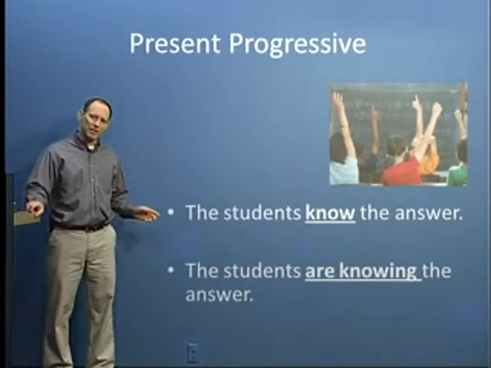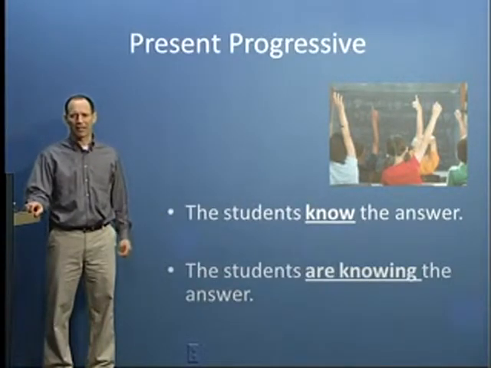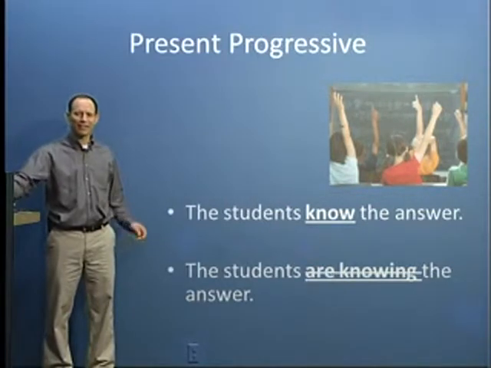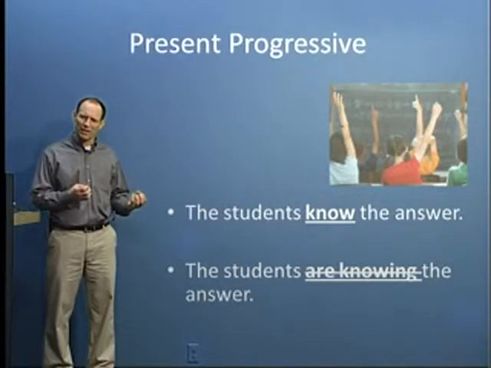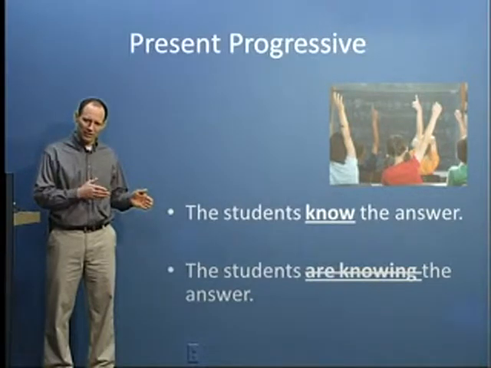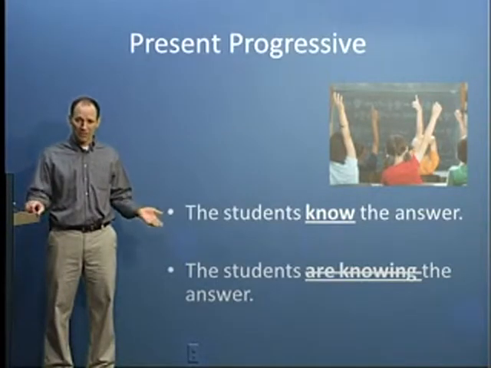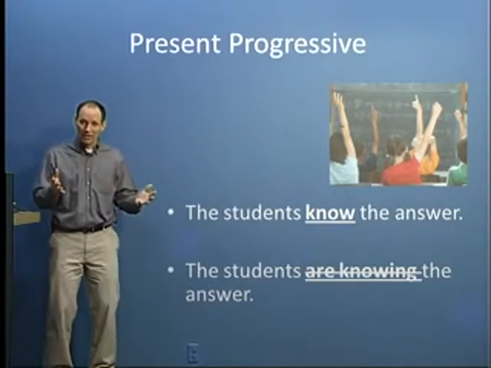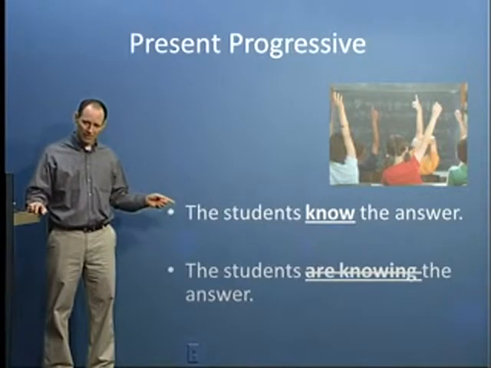Which sentence sounds better? The students know the answer. The students are knowing the answer. I think the first one sounds better. The second one, it doesn't sound quite right. What's happening is, for some verbs in English, in some situations, we do not use progressive, even though the meaning is in progress now. Right now, they know the answer, but we're not going to use progressive in this situation.